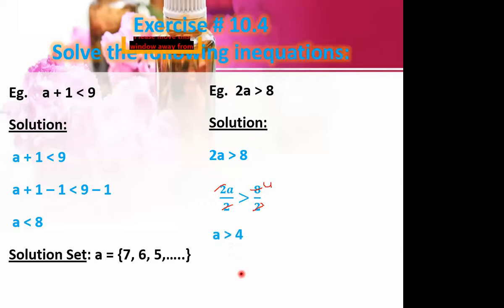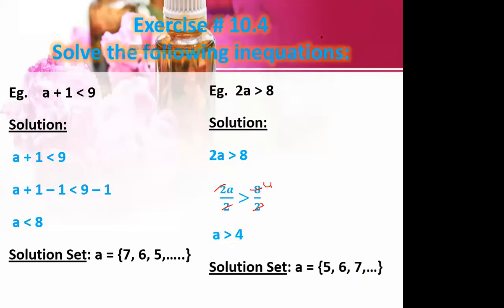Okay, and you will write the solution set. Your solution set is a is equal to 5, 6, 7, and so on. That's it. This is simple and easy. Please tell me, is it simple? Is this simple? Right?